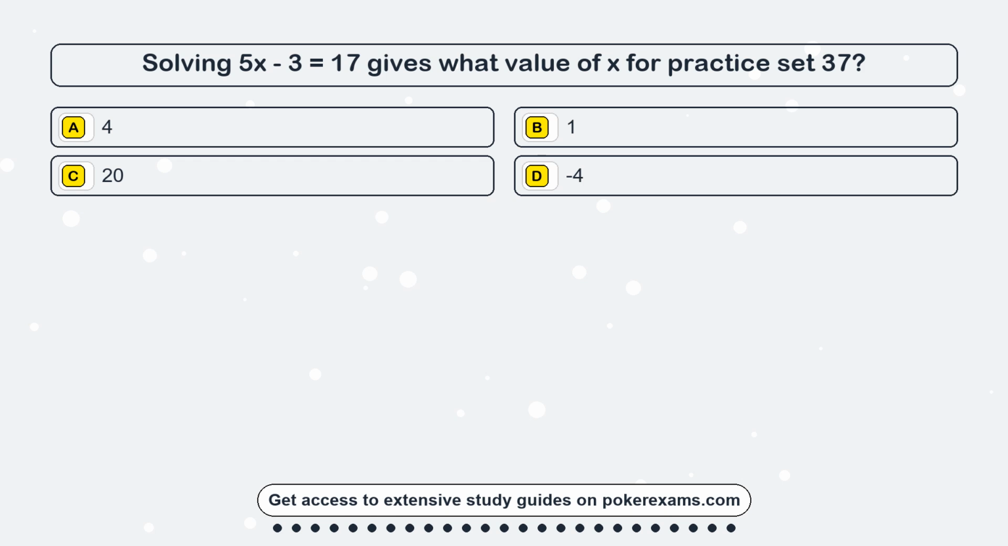Question 9. Solving 5x minus 3 equals 17 gives what value of x for practice set 37? Option A 4. Option B 1. Option C 20. Option D minus 4.